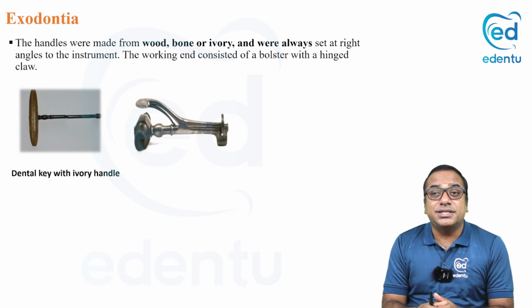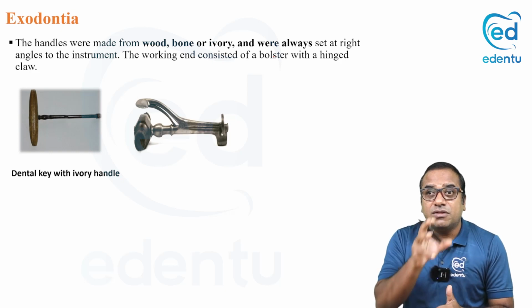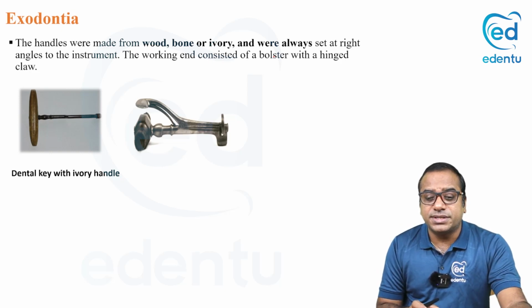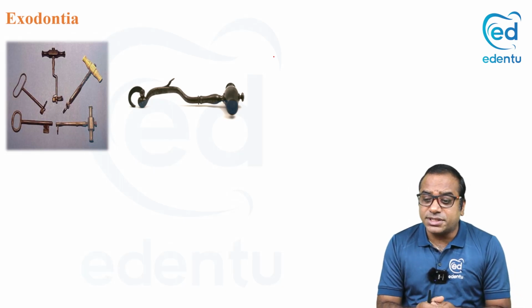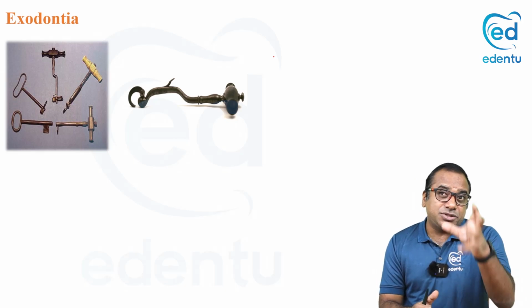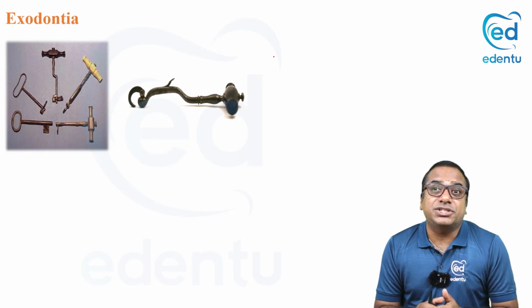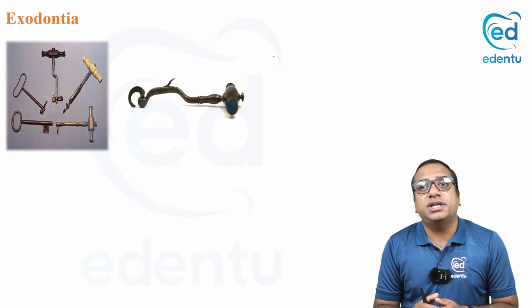The working end consists of a bolster with a hinged claw. The hinged claw attaches to the root surface. What you see in the photograph is the bolster, which was placed against the root, and one part is attached to the root and the claw is attached to the crown part. And when the key is turned, it will dislodge the tooth.